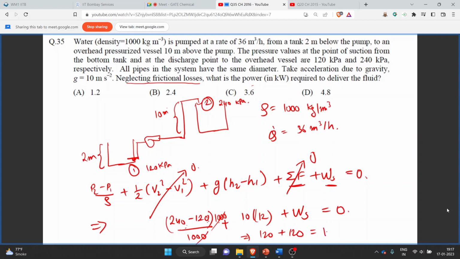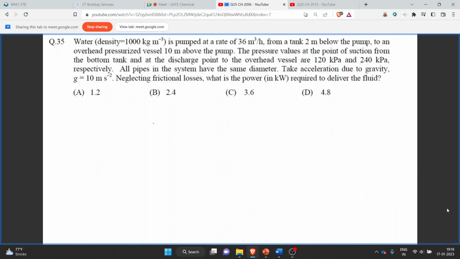This is equal to the work, so this will be equal to 240. It will be kg per meter cube and pascal, so the units of this work will be joule per kg. So the work required to shift the water by the pump to the height of 12 meter from the suction point will be 240 joule per kg. Now the power required, we can write this as mass flow rate into work. The mass flow rate we have to find in kg per second.